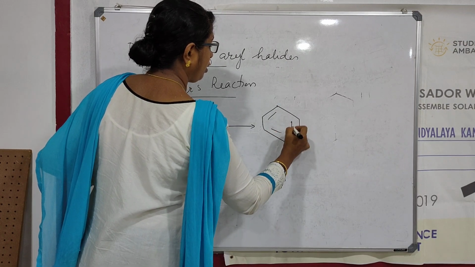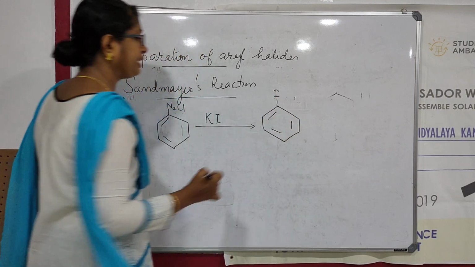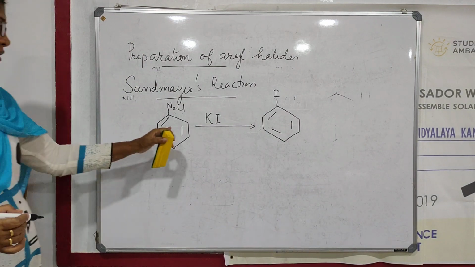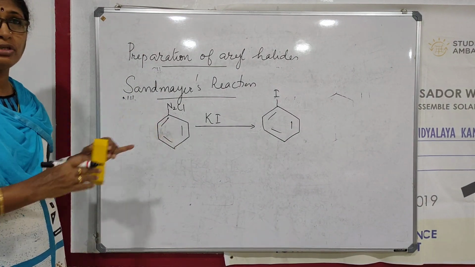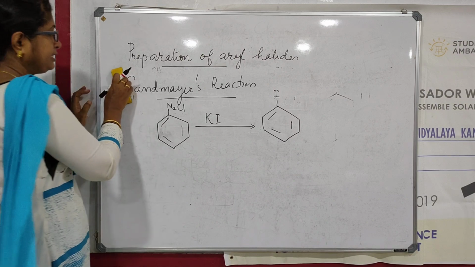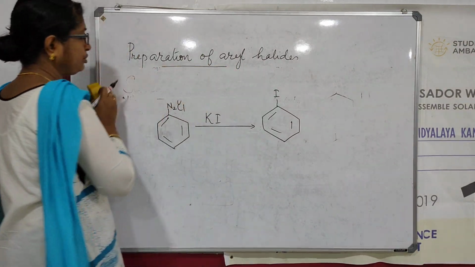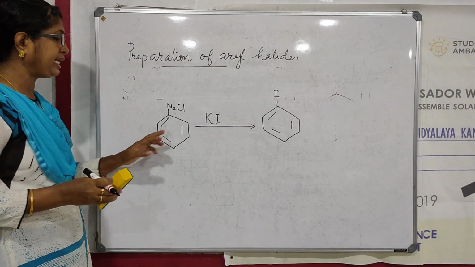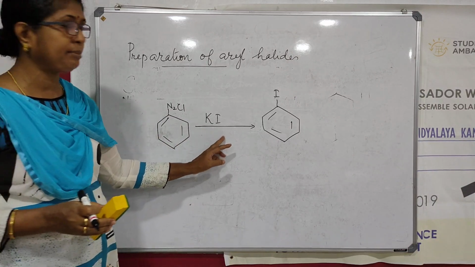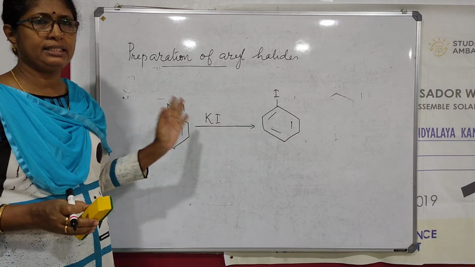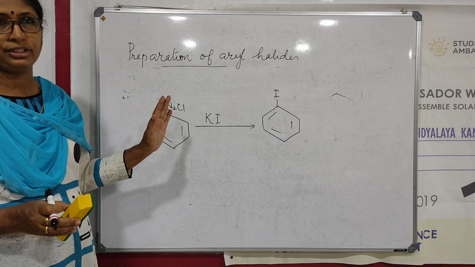So, the copper(I) chloride you will not get. So, this is another method. This is not Sandmeyer's reaction also. Sandmeyer's reaction finished there. This is another reaction. Understood? When benzene diazonium chloride is treated with potassium iodide, you will get iodobenzene. This is not included in Sandmeyer's reaction.